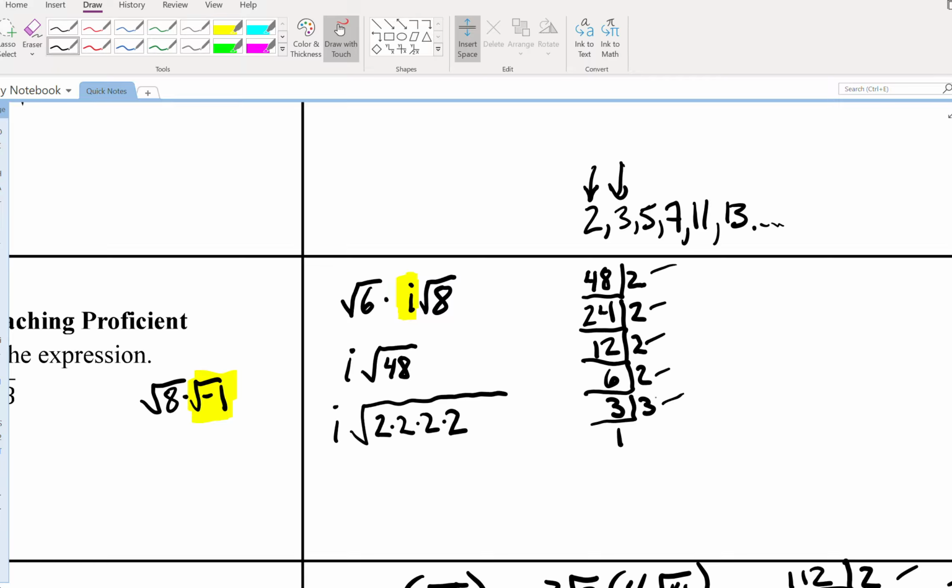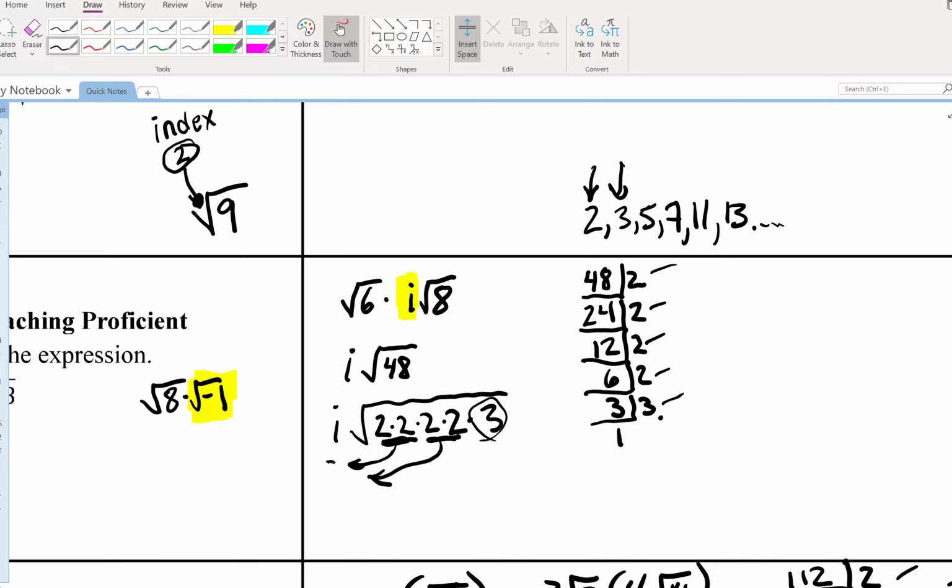And since in a square root, say the square root of 9, if there's no number here, that index, the invisible index is a 2. It's a square root. And so we're looking for pairs. There are two 2's. That's going to come out as a 2. There's another two 2's. That's going to come out as a 2. There's not two 3's, so that's going to stay inside.